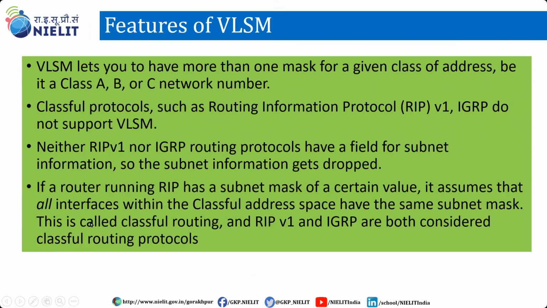So RIP v1 and IGRP, interior gateway routing protocol, these protocols are mainly responsible for dynamic routing. There are two types of routing: static routing and dynamic routing. Static routing is configured manually. The administrator needs to specify the exact routing table as per their requirement. But the same routing table can be built with the help of a dynamic routing protocol. Automatically routing table create हो सकता है. So RIP v1 and IGRP are examples of classful routing protocols.